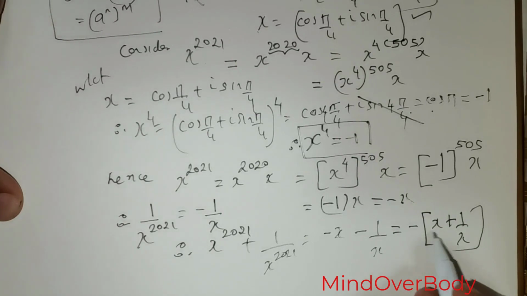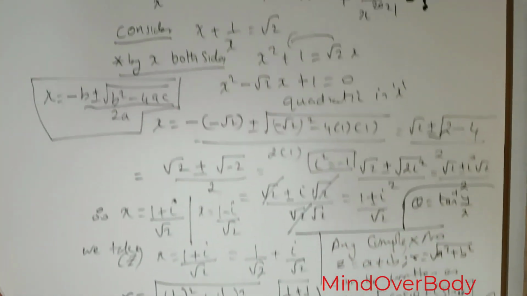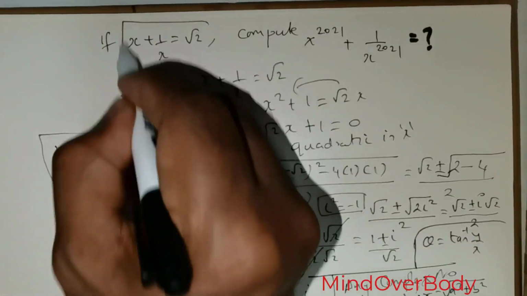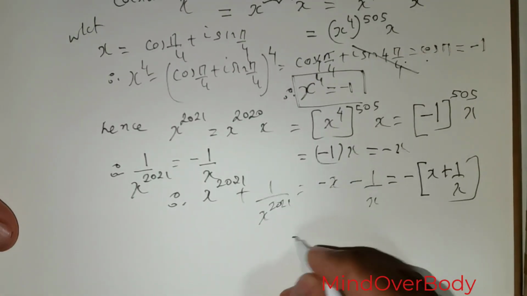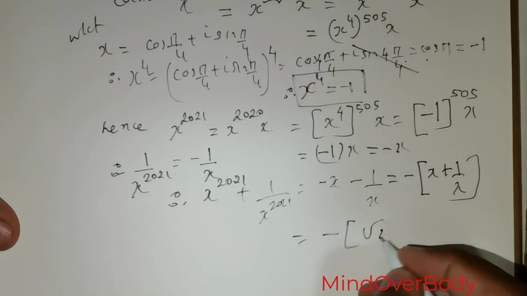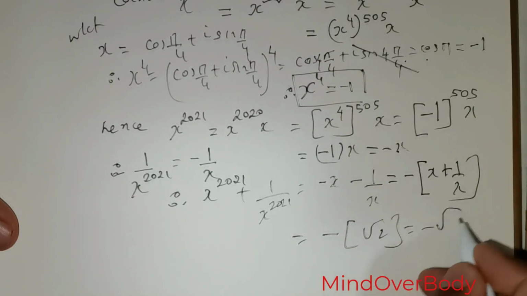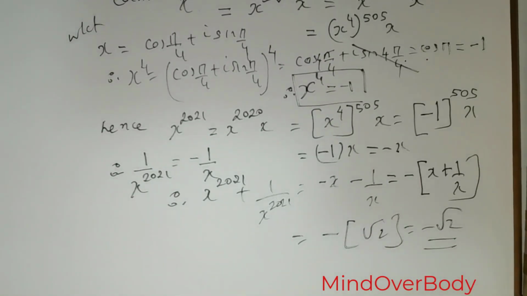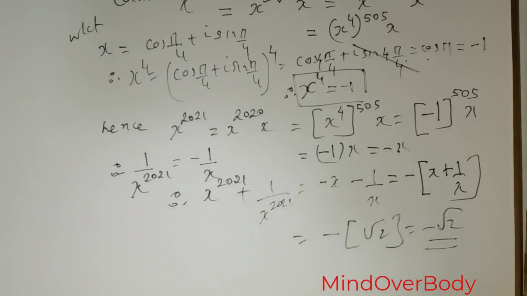But what is x + 1/x? Refer to the question. It is given to be root of 2. So just substitute that. So this is going to be negative of root 2, which is equal to negative root 2, which is a solution which we have achieved using complex numbers.